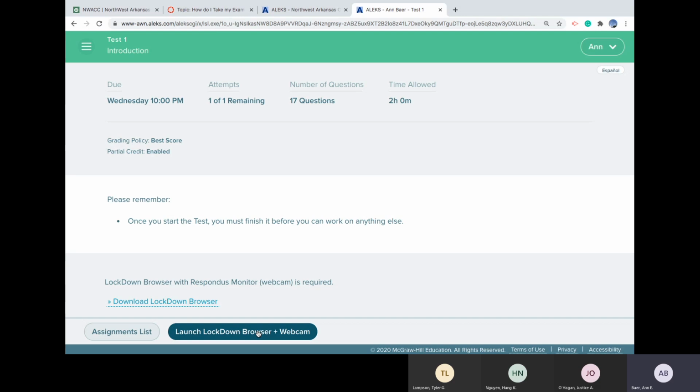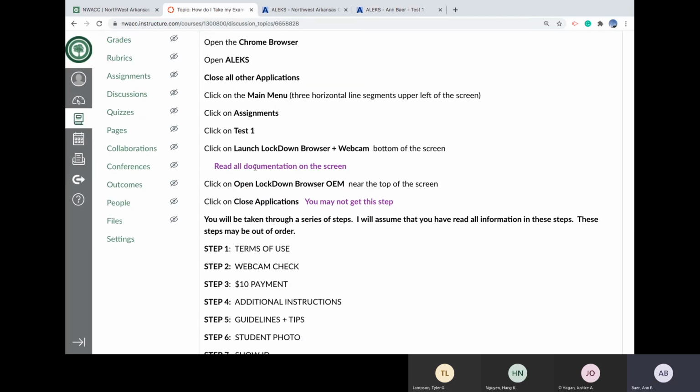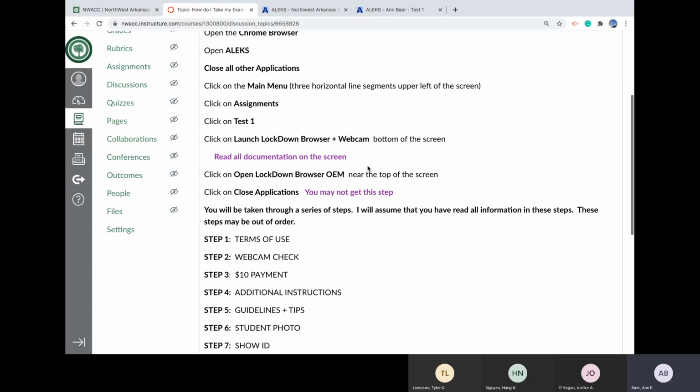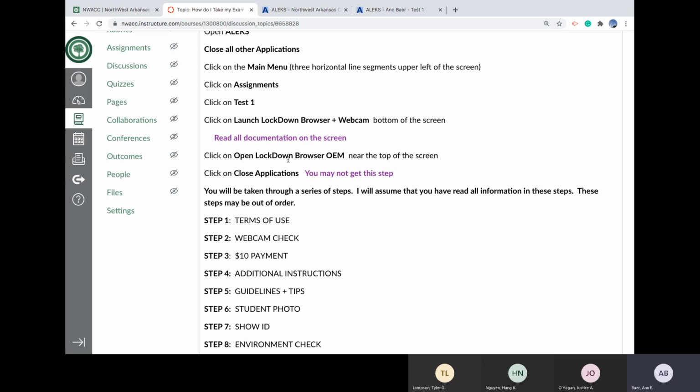This is really nice. So you click on this, and then after that, you want to read all the documentation on the screen that you'll see after that step. And then you'll click on this Open Lockdown Browser near the top of the screen. Click on Close Applications. You may not get this step. I got it sometimes and I didn't get it other times. Then you will be taken through a series of steps.